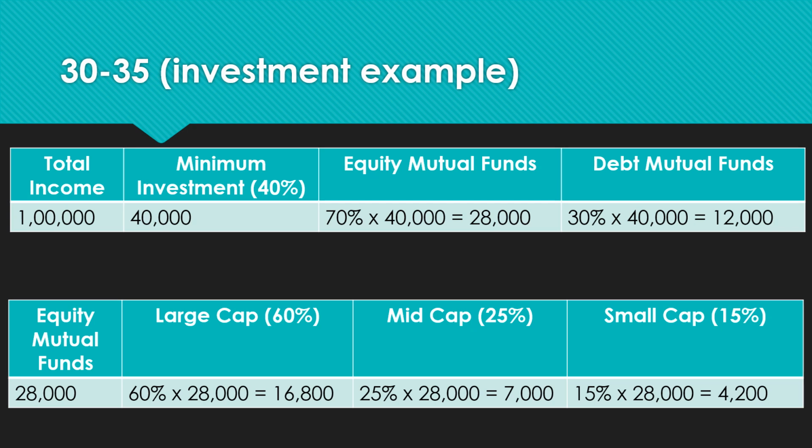Now let's try to understand how we should invest the 28K across large cap, mid cap, and small cap mutual funds. 60% of the 28K should go into large cap funds, which is 16.8K in this example. 25% should go into mid cap, which is 7K. 15% of the 28K should go into small cap, in this example, 4.2K.